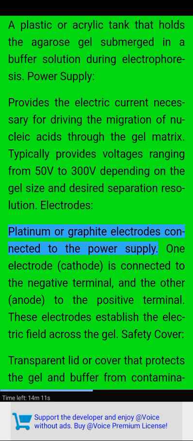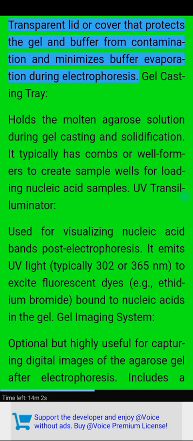Electrodes: platinum or graphite electrodes connected to the power supply. One electrode, the cathode, is connected to the negative terminal, and the other, the anode, to the positive terminal. These electrodes establish the electric field across the gel. Safety cover: a transparent lid cover that protects the gel and buffer from contamination and minimizes buffer evaporation during electrophoresis.